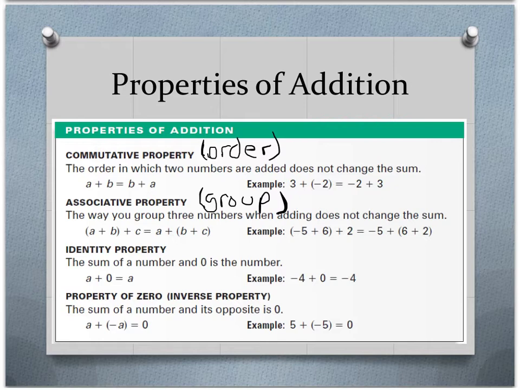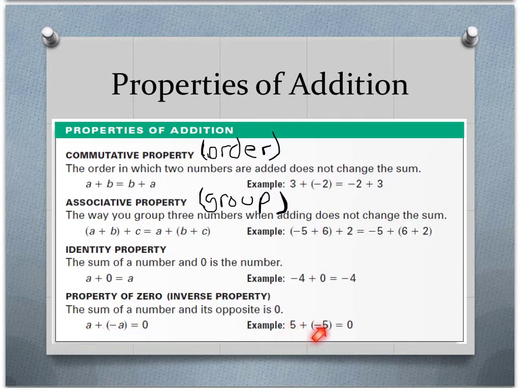And then the final property of addition that we have is called the zero property. We can also call it the inverse property, so two names to talk about the same property. But basically, the sum of any number and its opposite is always 0. So our algebraic model, a plus a negative a is 0.